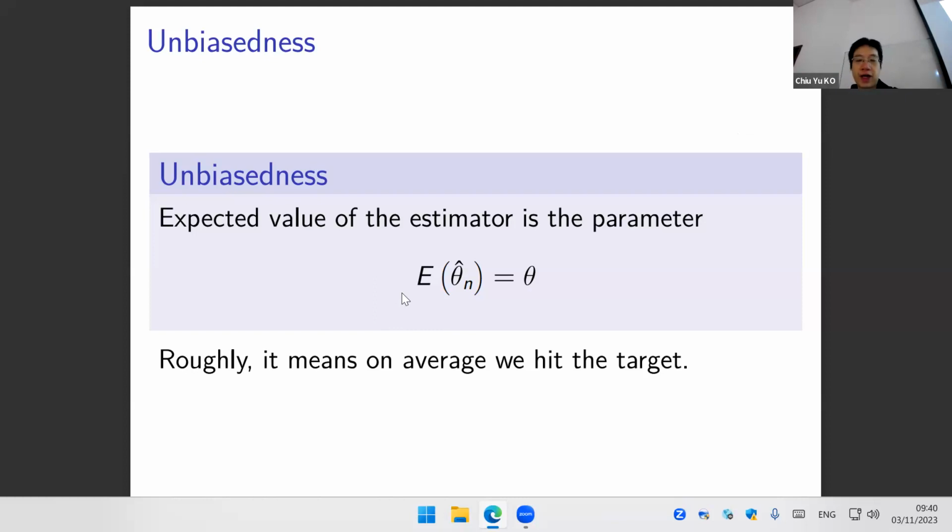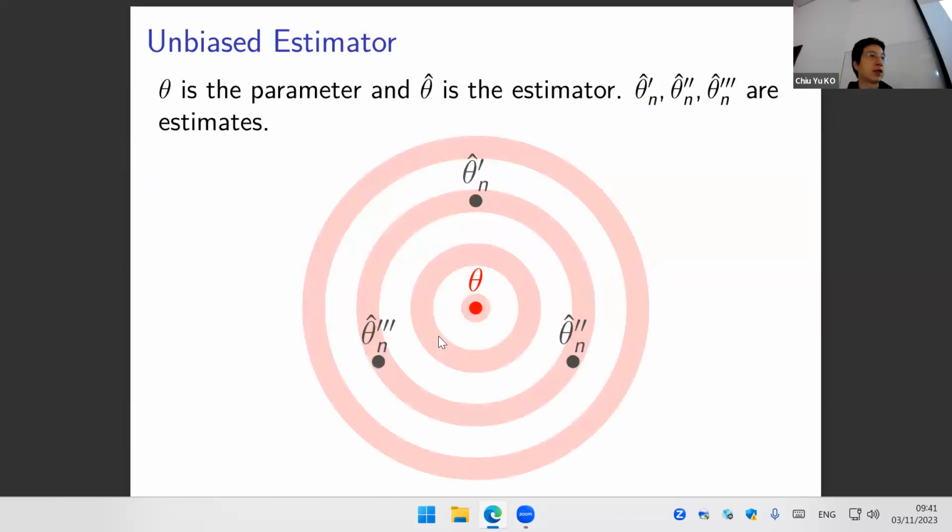And similarly, if I have many samples, each sample I have the sample variance, and the average of those sample variances is the population variance, then it is unbiased. And that explains why we need to divide by n minus 1 instead of n, because if you divide by n, you miss the target. This is a graphical illustration again: the average of these three numbers ends up in the middle. So that is the meaning of unbiasedness.